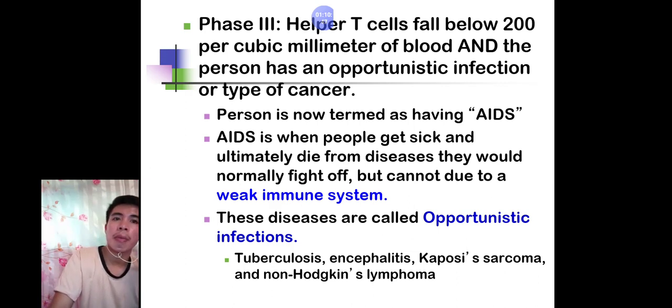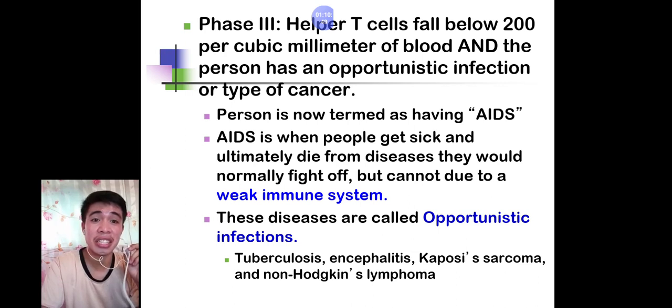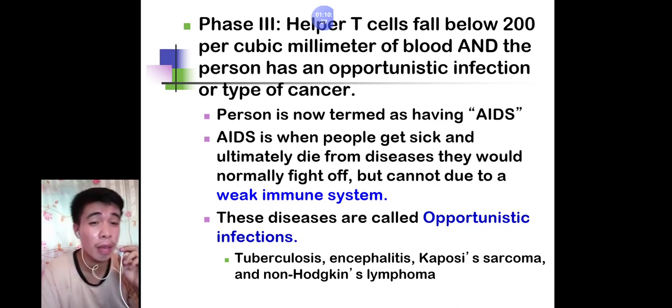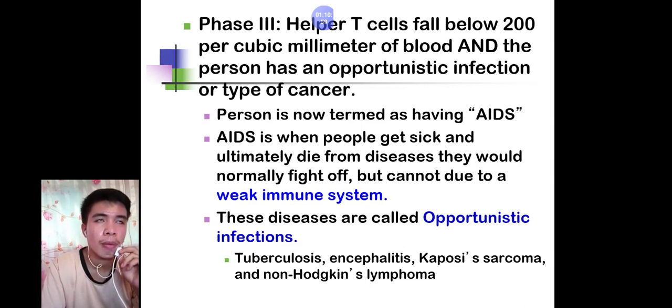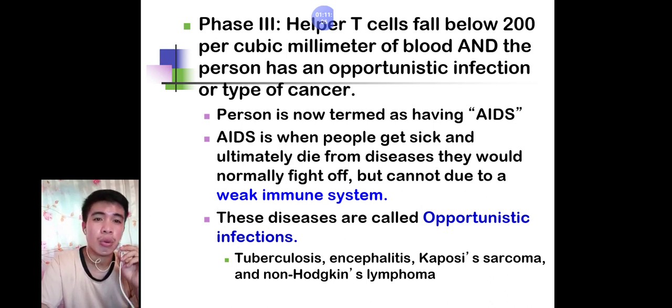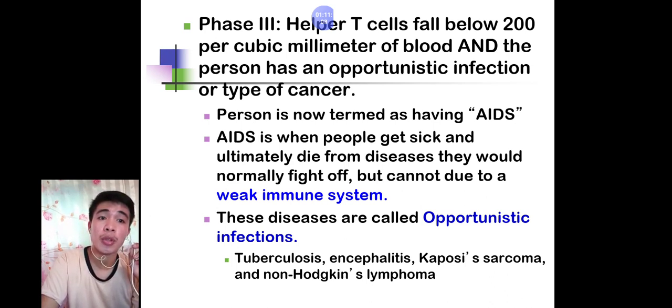When our T cells are depleted, it becomes AIDS. AIDS is when people get sick and ultimately die from diseases they would normally fight off but cannot due to a weak immune system. When our immune system is weak, viruses and bacteria enter our body more easily. These diseases are called opportunistic infections: tuberculosis, encephalitis, Kaposi's sarcoma, and non-Hodgkin lymphoma.